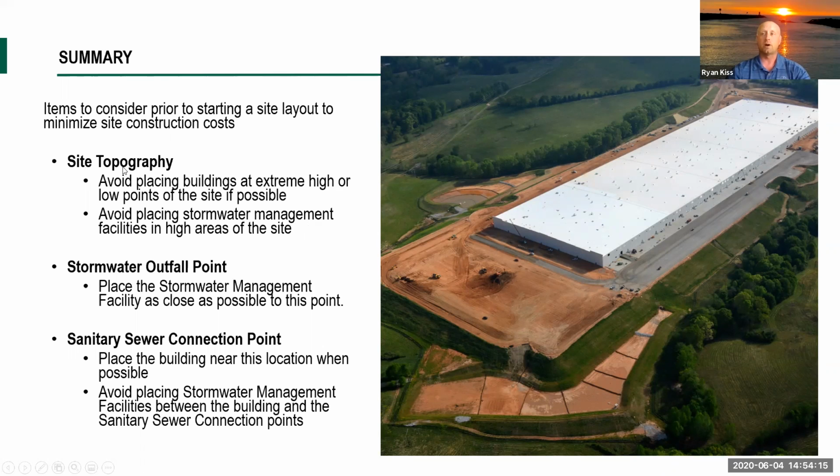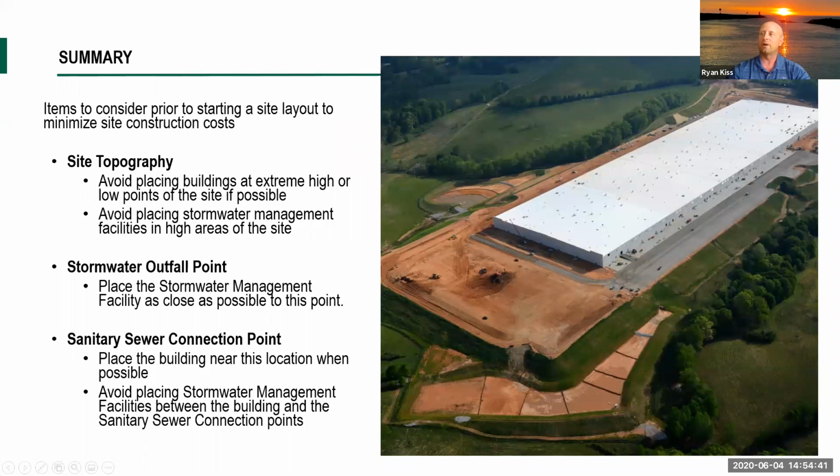So if it's site topography, don't place those buildings at the highs or low points of the site if possible. Definitely try not to put the stormwater management facilities in the high areas. This is a nice example of, you can see this sits down on a lower portion of the site. It's not sitting up here on the hillside. So water is naturally able to get down to that point. We want to identify that stormwater outfall point. Here obviously would have been down in this area.